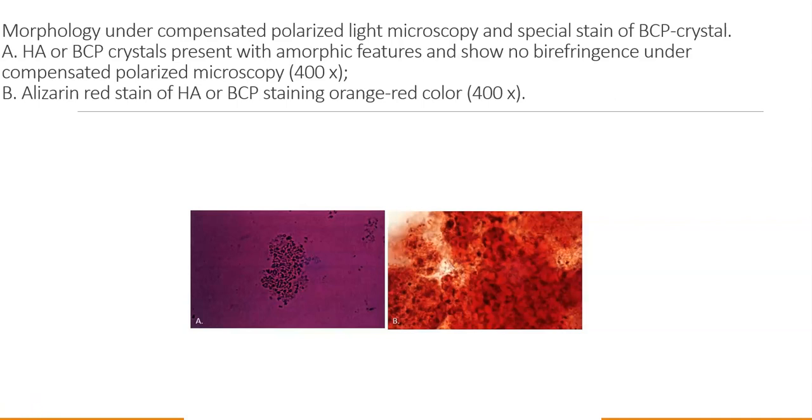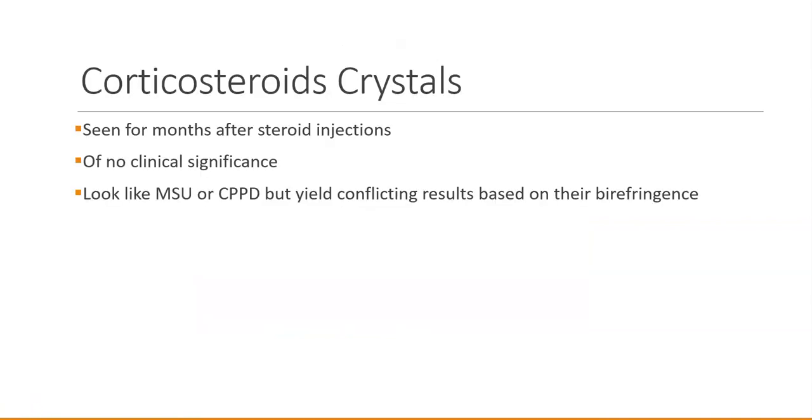Corticosteroid injections are frequently given in joints to reduce inflammation, and these produce crystals which can be seen for months after the injection. They're of no clinical significance, but they may be mixed up and misinterpreted as MSU or CPPD crystals, but yield conflicting results based on their birefringence.